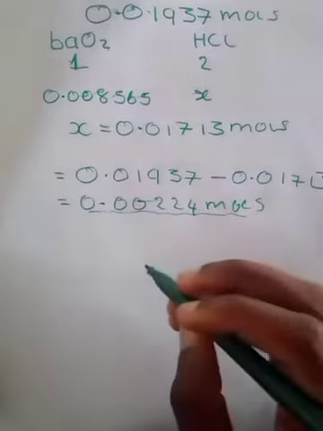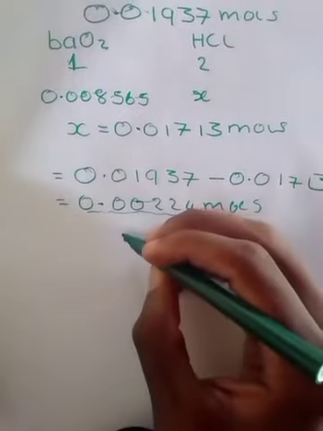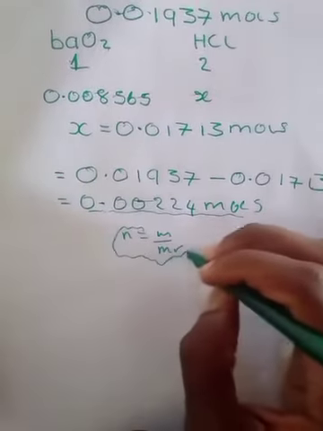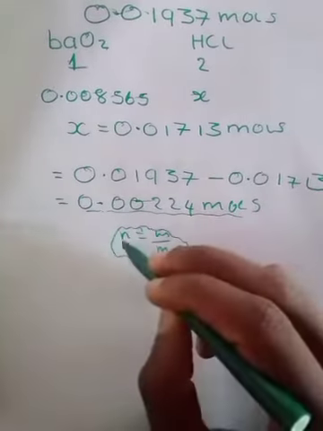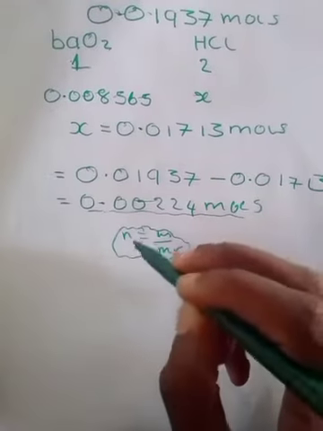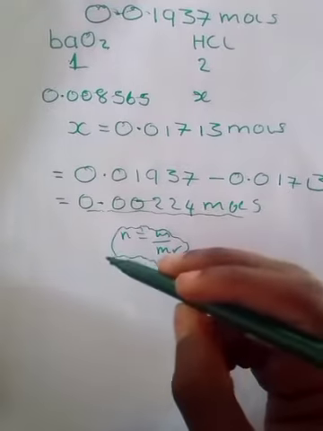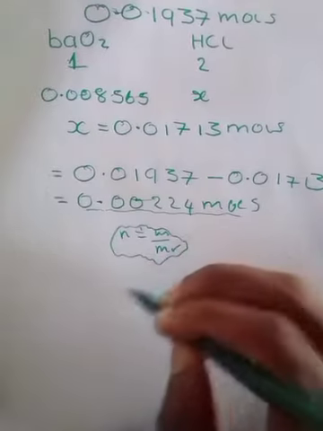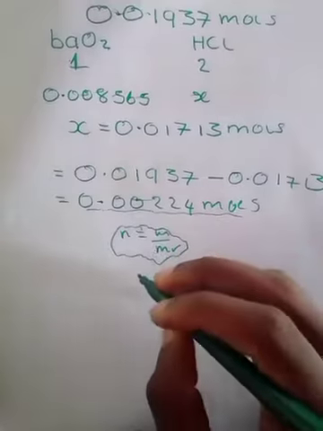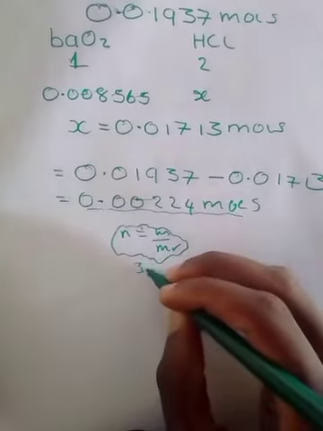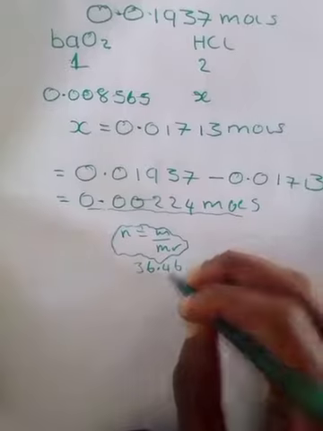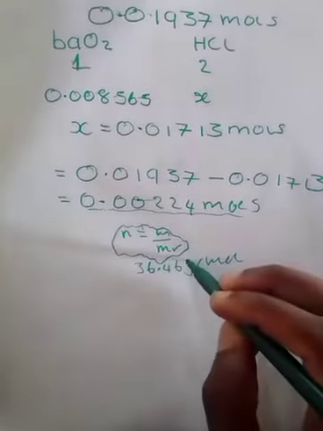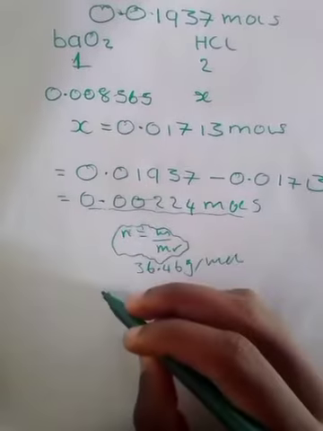So now, since you already have the number of moles, and if you remember that formula, the number of moles is equal to mass over molar mass. Even though we're going to use dimensional analysis, we're still going to refer to this one to help us know the information needed to find the mass. So to find the mass, you need the number of moles and the molar mass. The molar mass for hydrochloric acid is 36.46 grams per mole. So now you have the molar mass and the number of moles. You can easily find the mass.